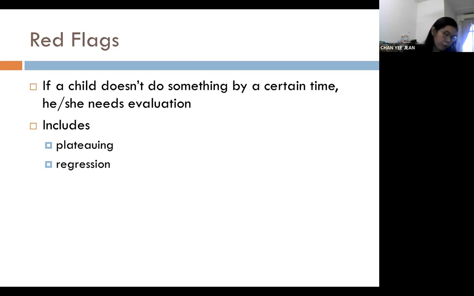Okay. Regression is also very important. If a child regresses, it's almost 100% pathological. So you must pay attention to these kids and get a proper evaluation. Regression would be like learning to talk, got 10 words, got 15 words already, after that totally don't talk at all. Or already able to walk and run, then suddenly cannot run anymore. When they walk, they are very clumsy. So that is regression.